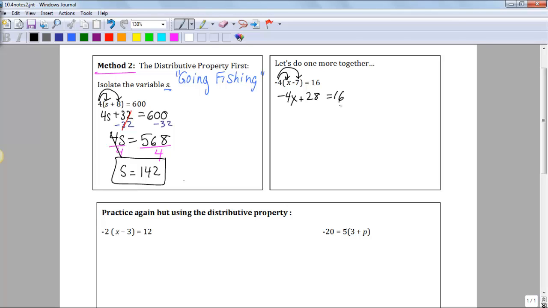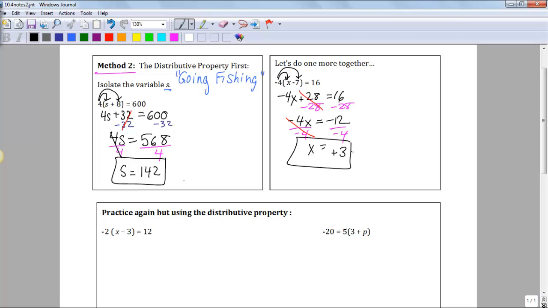All right. So then what we're going to do is subtract 28 from both sides. Minus 28, minus 28. Zero pair cancels out. So negative 4x equals 16 minus 28, negative 12. And divide both sides by negative 4. Okay? So x equals, a negative divided by a negative is positive, 12 divided by 4 is 3.